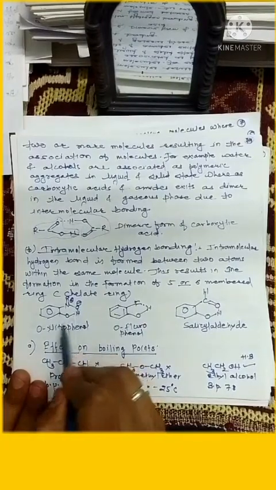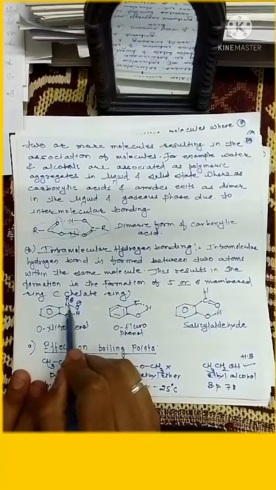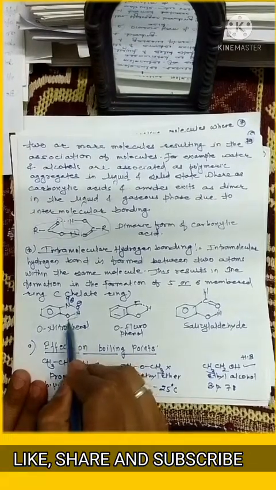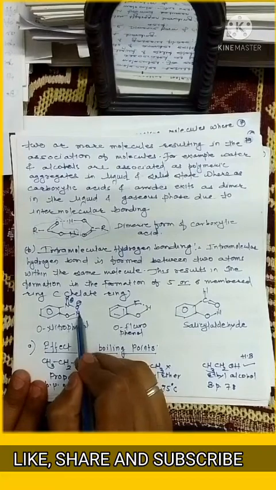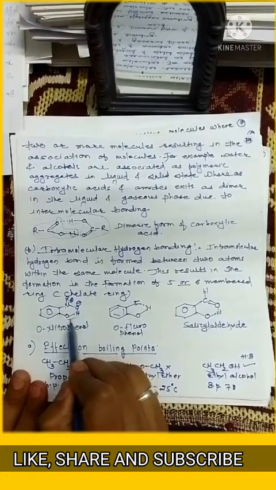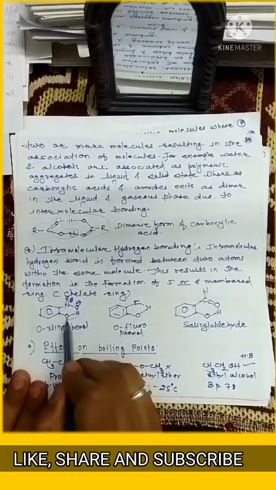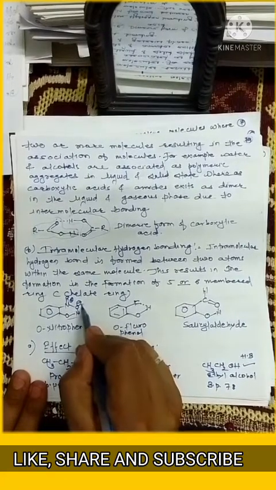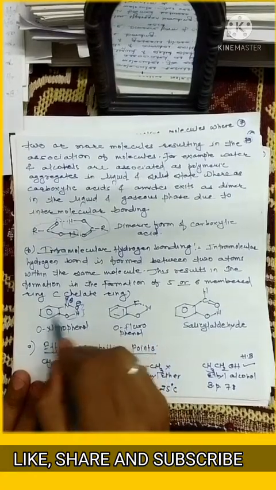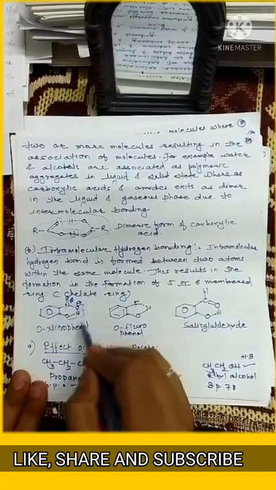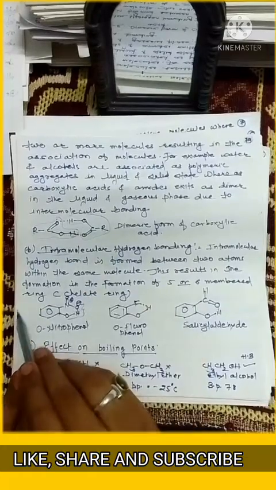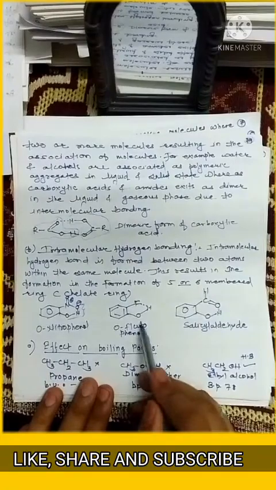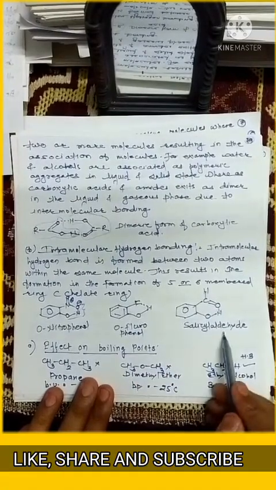In orthonitrophenol, just see, this compound has a nitro group as well as a phenolic OH group. So this hydrogen from the phenolic OH is also attracted towards the oxygen of the nitro group. So this is a type of hydrogen bonding which takes place within a molecule. It is known as intramolecular hydrogen bonding. The same thing is happening in orthofluorophenol as well as salicylaldehyde.